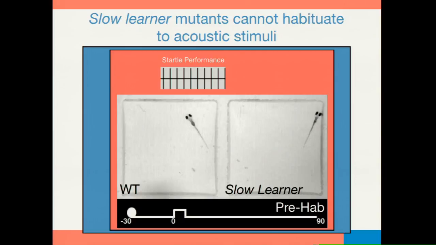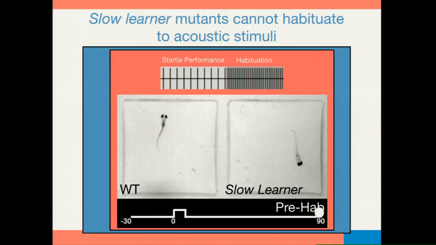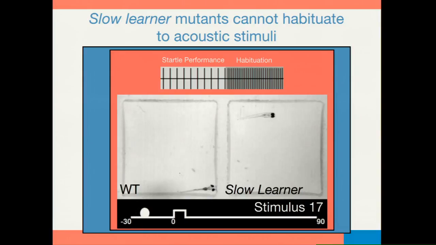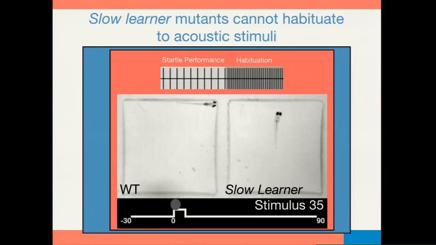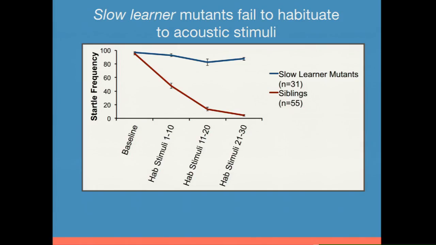So first I want to say that these fish have pretty normal acoustic startle performance. So if I play a loud acoustic stimulus, the wild type fish and the slow learner fish will both execute those C-bends and the swimming bouts. But if I shorten the interstimulus interval and try to habituate these fish, you'll see that although the wild type fish is pretty relaxed, chilling out in the corner, he doesn't find this threatening at all, the slow learner fish still finds these acoustic stimuli terrifying at stimulus number 17, and even stimulus number 35. Slow learner just doesn't get it, so hence the name.